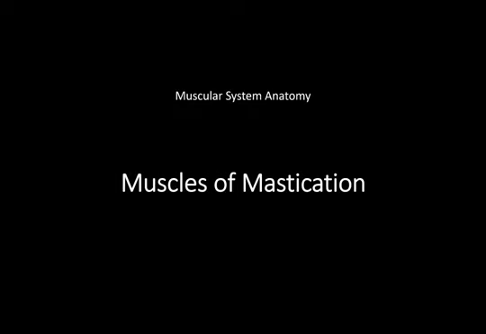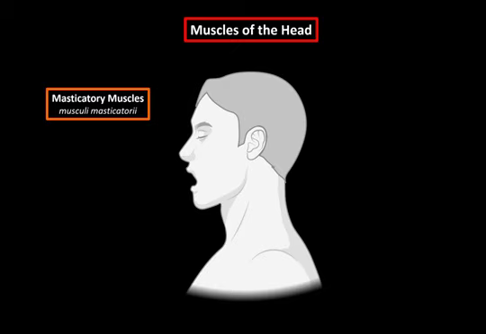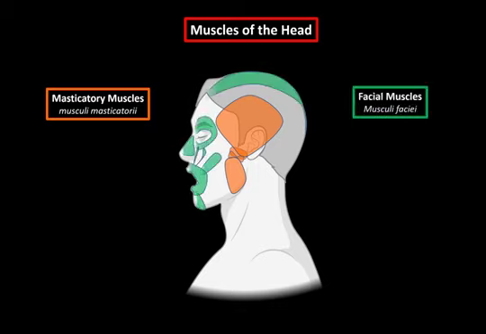In this segment, we're going to cover all the muscles of mastication, which are a part of the muscles of the head. All muscles of the head are divided into two groups. The first group is the muscles of mastication. Mastication means to chew, so those are all the muscles responsible for chewing when you're eating. And the second group is the facial muscles, the muscles responsible for facial expression. So we're going to focus on the mastication muscles here.